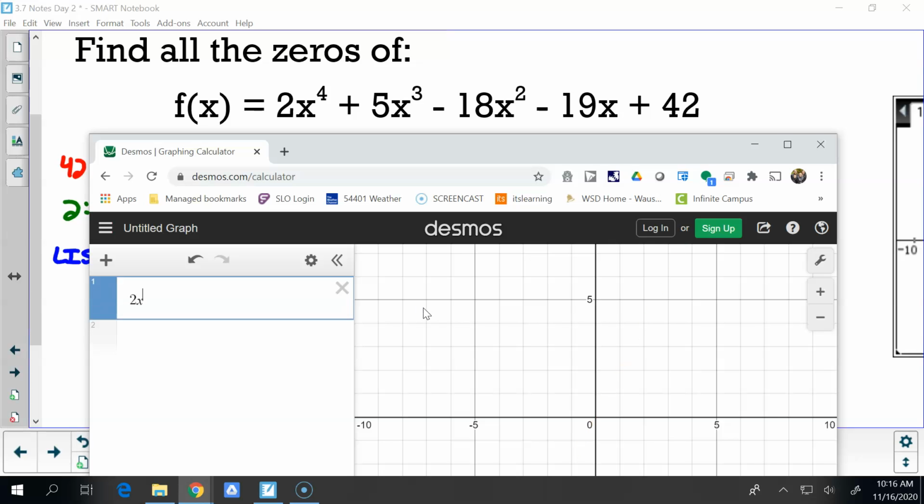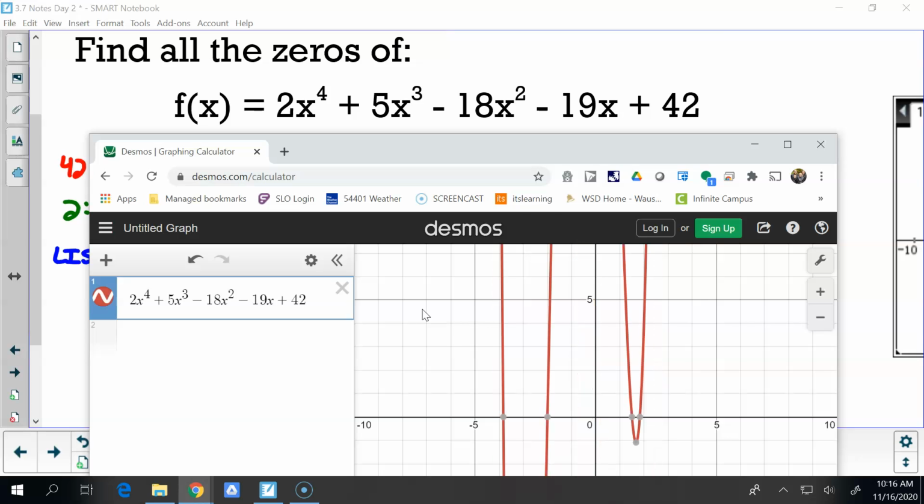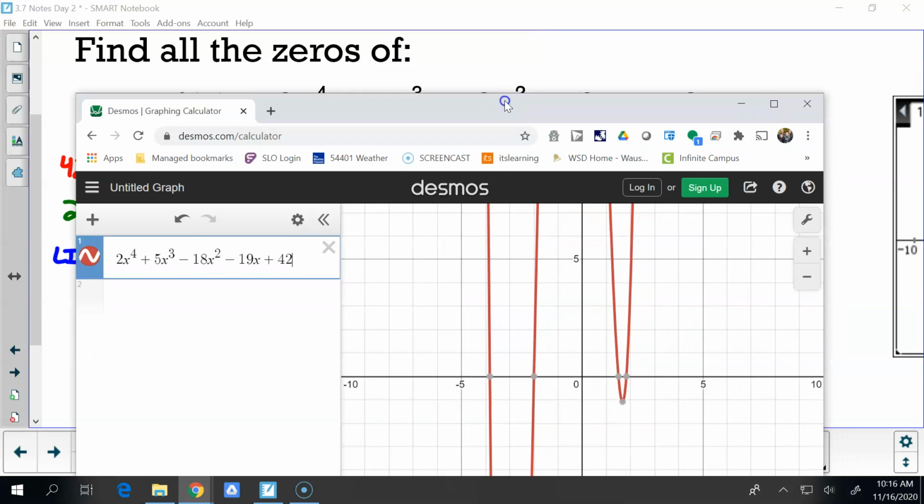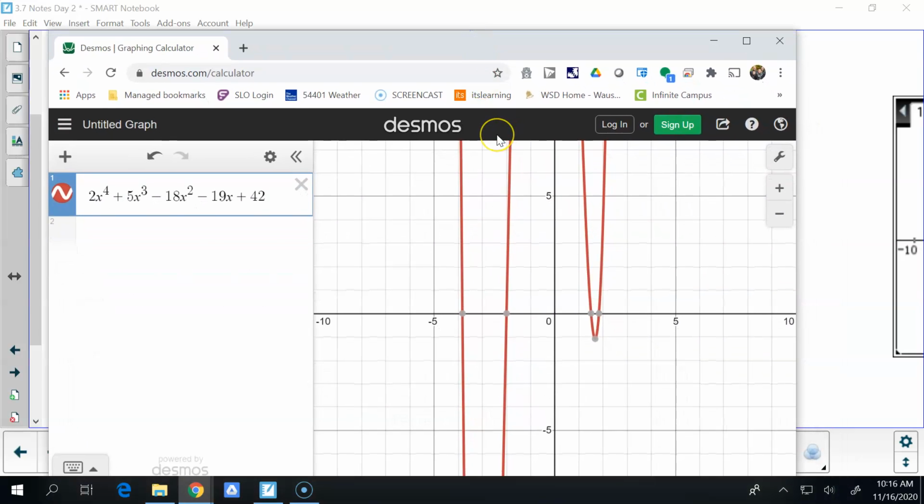Okay? Now, when you go to type it in, 2x to the 4th power plus 5x to the 3rd power minus 18x squared minus 19x plus 42, what it's going to do is it's going to give you a graph.